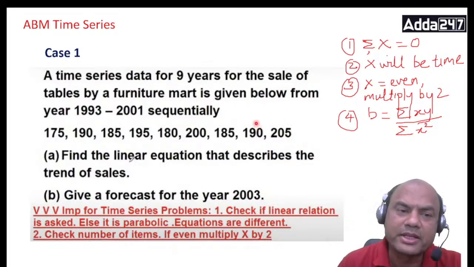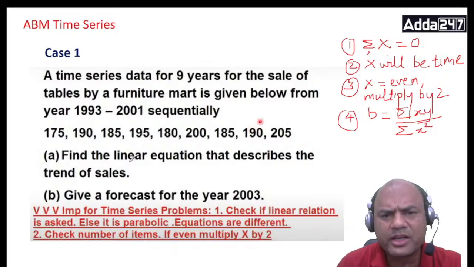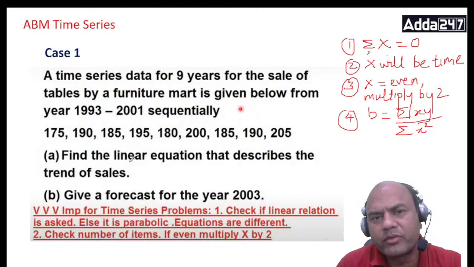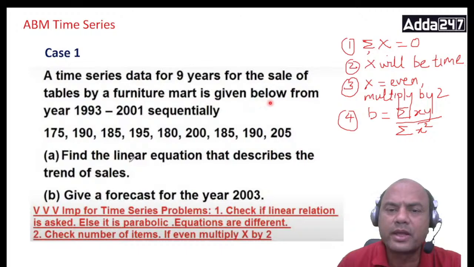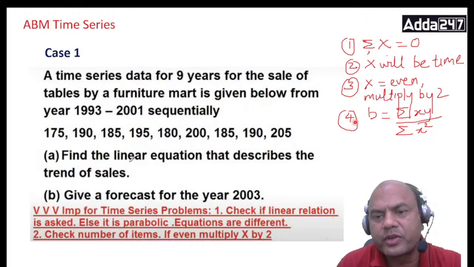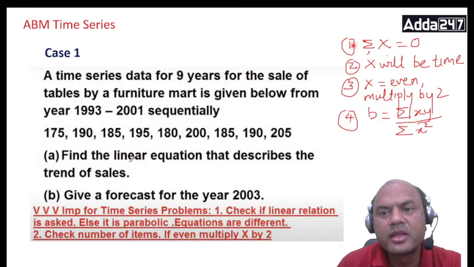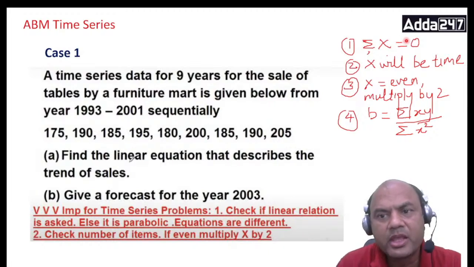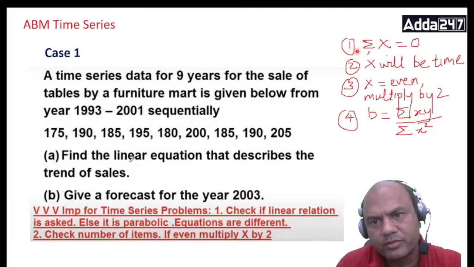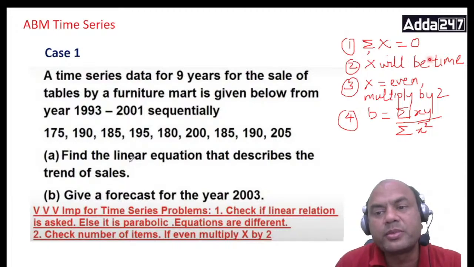Now let's study some case studies or numericals, we'll call them. Case studies means numericals. One very important thing about the numericals of time series: firstly, there are 4 points which you have to remember. Always 4 points. What are those 4 points? Summation x equals 0. Your summation x should always be 0. Always, always, always. If your summation x does not come out to be 0, it means you have gone somewhere wrong.